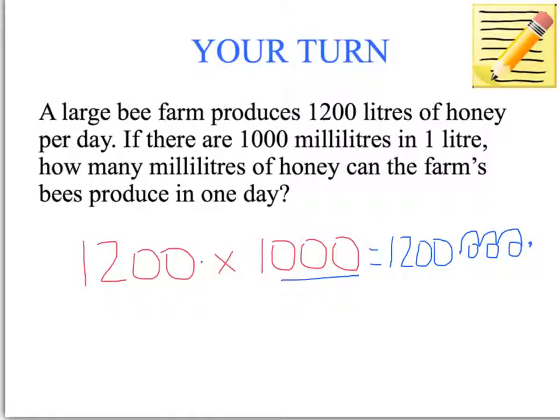Alright. Therefore, the answer is, and it'll be millilitres. Oh, that's 1,200,000 millilitres. That's how many millilitres of honey they can produce in 1 day. That's a lot of honey.